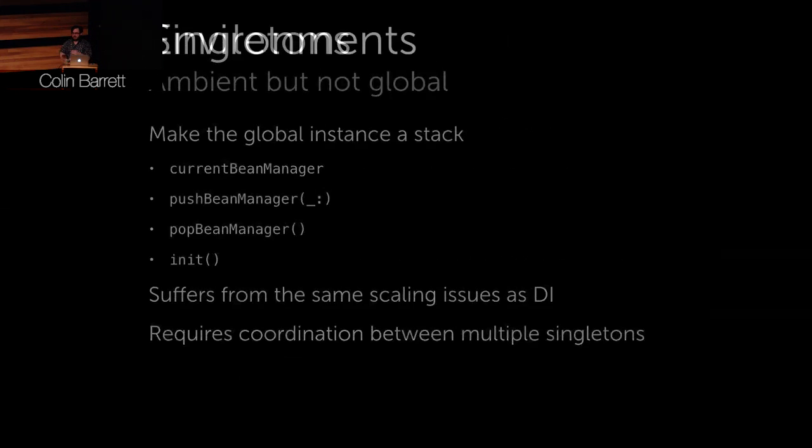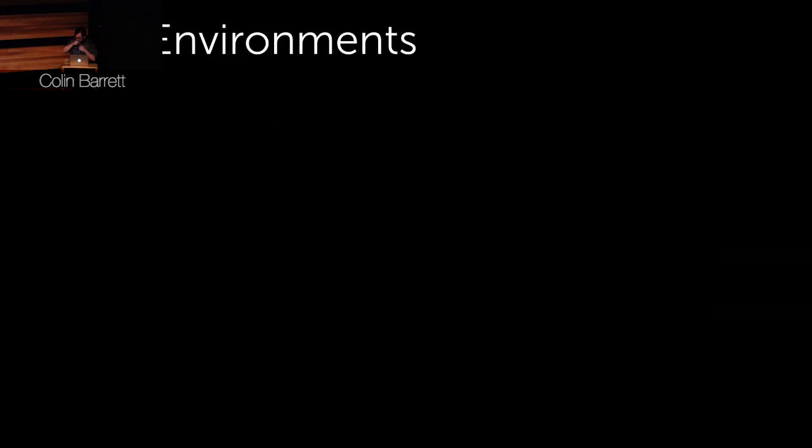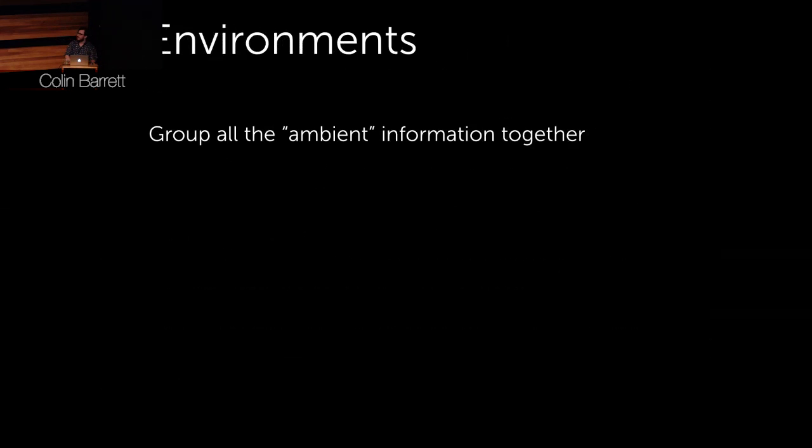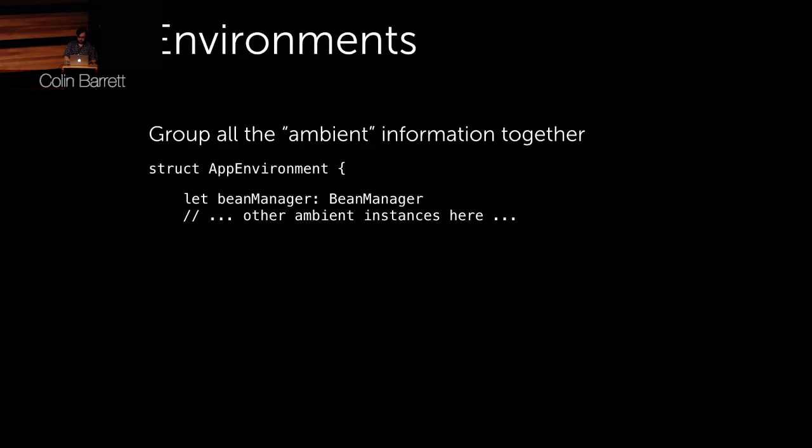So again, if we think of programming languages, and think about the concept of an environment. This is something right out of the SICP book, and the idea is that we're going to group all of this ambient information that we need to access together. In other Lisps, you would call this dynamic scoping, if you've heard that term. What that's going to look like in Swift is we'll have our app environment struct. We'll have our bean manager and other instances as lets.